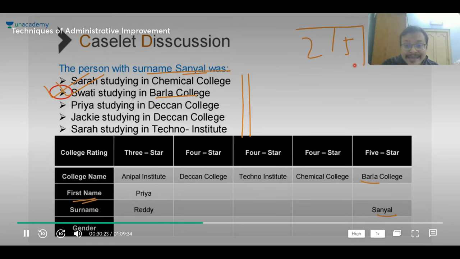2 out of 5 done in a difficult set, where even after giving 10, 12 minutes, people are not being able to solve. So at least get these 2-3 questions correct in every set. Also, I've got an additional clue. What is that? Sanyal's first name is Swati. So now I've got my additional clue that Sanyal's first name is Swati. That will make my job a lot simpler.